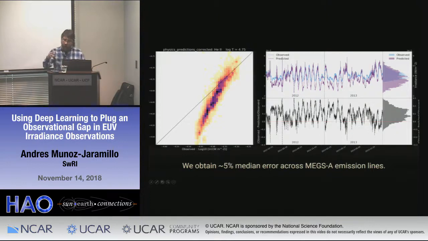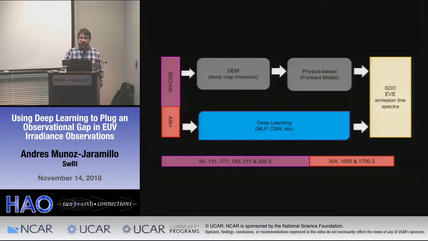If you include all MEX-A emission lines and combine them together to get a single unit of measurement of error, it's about 5%. The idea then is, what if we basically skip this whole path, the path on the top, and we use deep learning techniques to connect directly our input images with our output EUV spectrum? That was basically the idea.